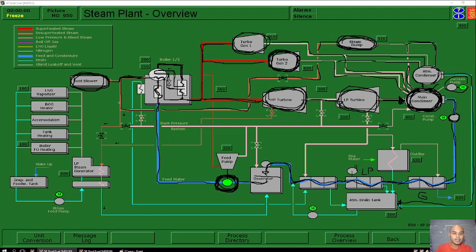Okay, so another line in here, another line from the superheated line, we give pressure to our low pressure steam generator. So there is steam going to the low pressure steam generator and then going back to the deaerator as a drain.